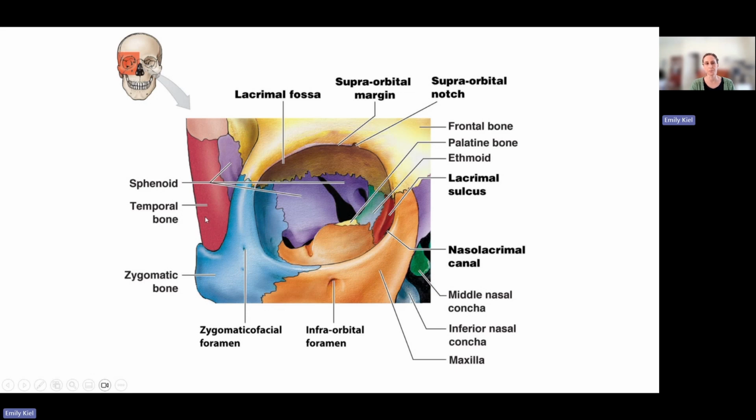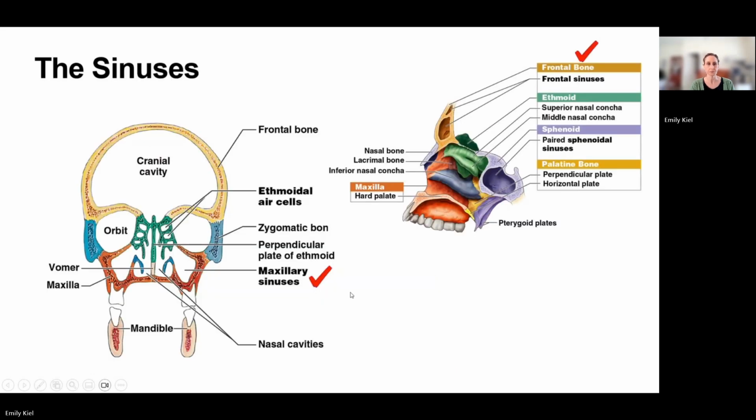So know those bones. You've got your supraorbital margin and your supraorbital notch. So there's a notch here. You have your nasolacrimal canal, which is where your tears drain from the ocular system into your nose, which is why your nose runs when you cry. And you've got your infraorbital foramen. This one is pretty significant for numbing things in the eye area.